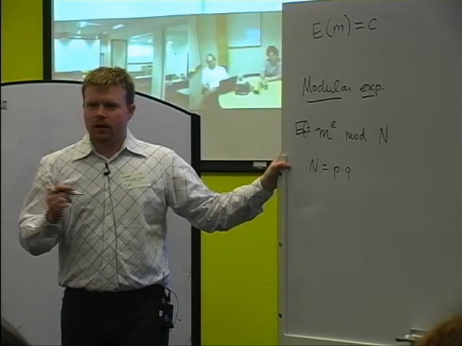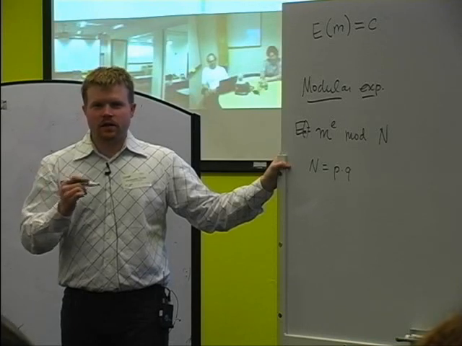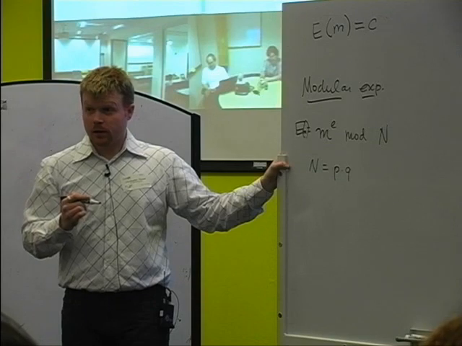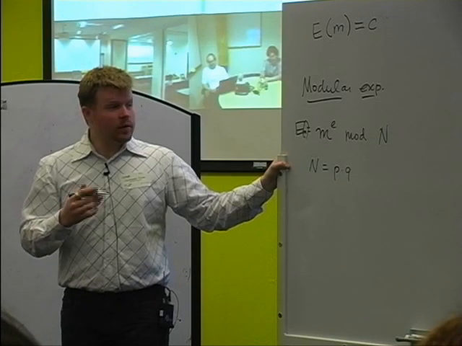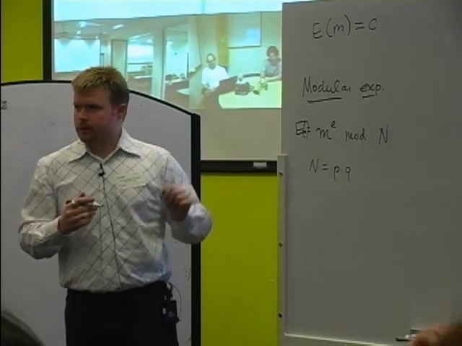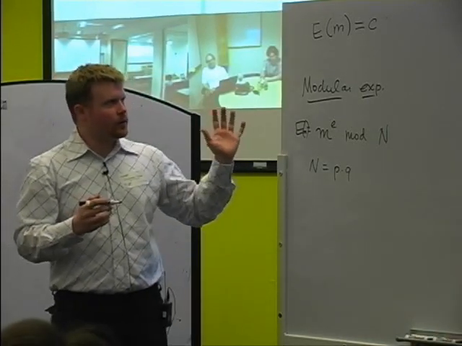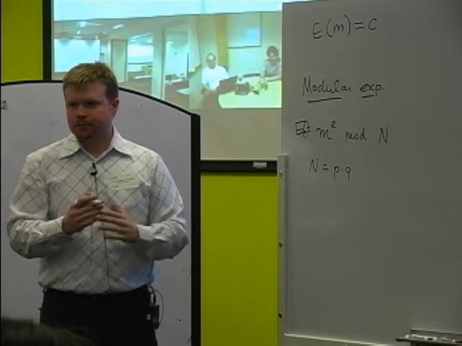So because it's not known whether you can factor large composites efficiently, we believe this to be a strong encryption function. Now, I want to talk about a problem with RSA.